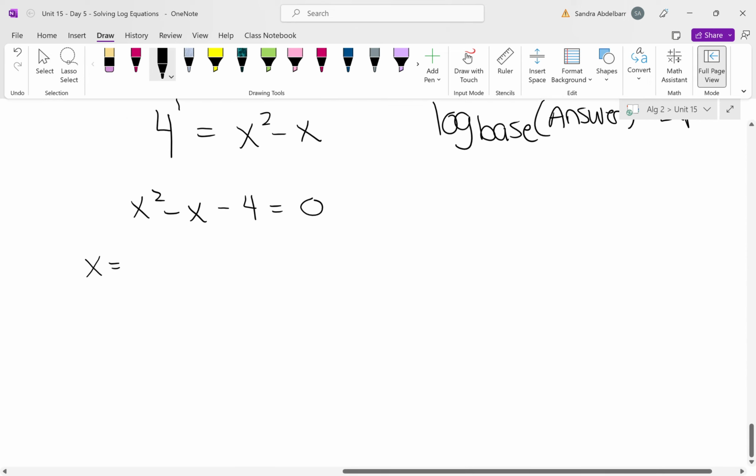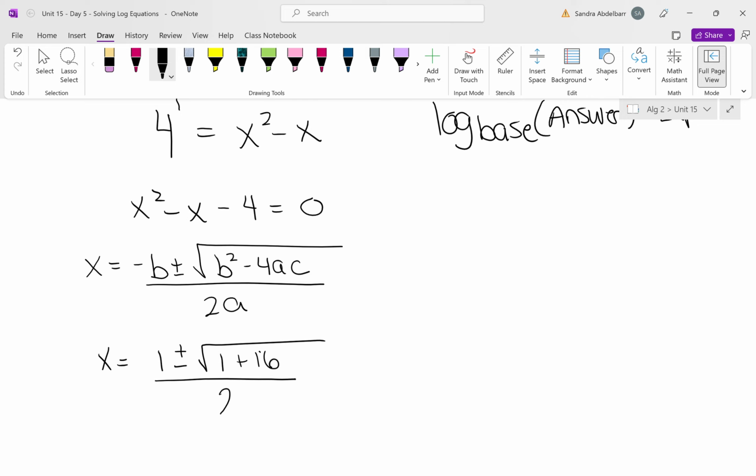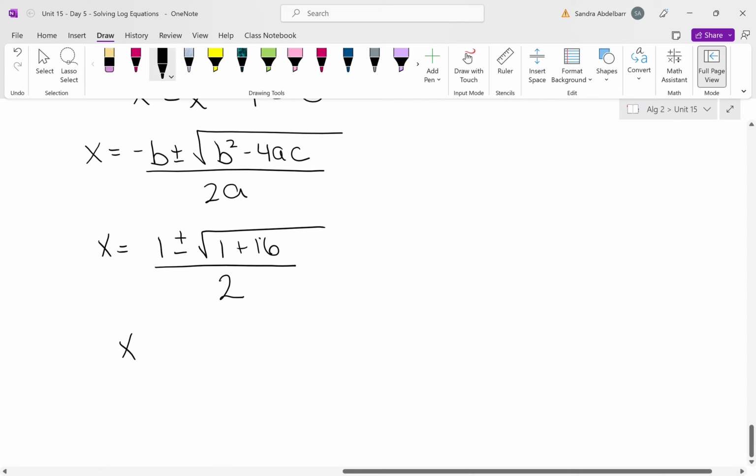So now we have x is equal to -b plus or minus the root of b squared minus 4ac all over 2a. So we're going to have 1 plus or minus the root of 1 plus 4, right? 4ac is 16, all over 2. So we're going to have x is equal to 1 plus or minus the root of 17 all over 2.